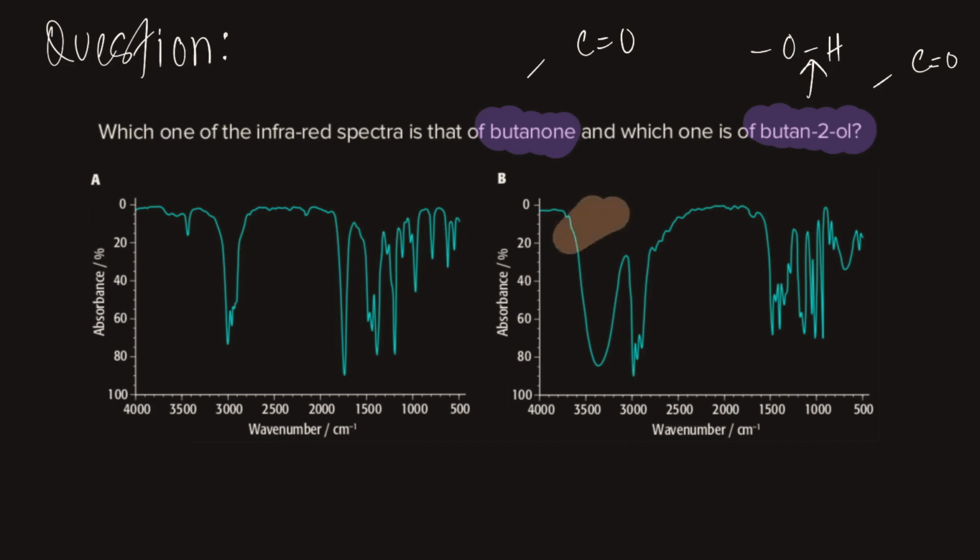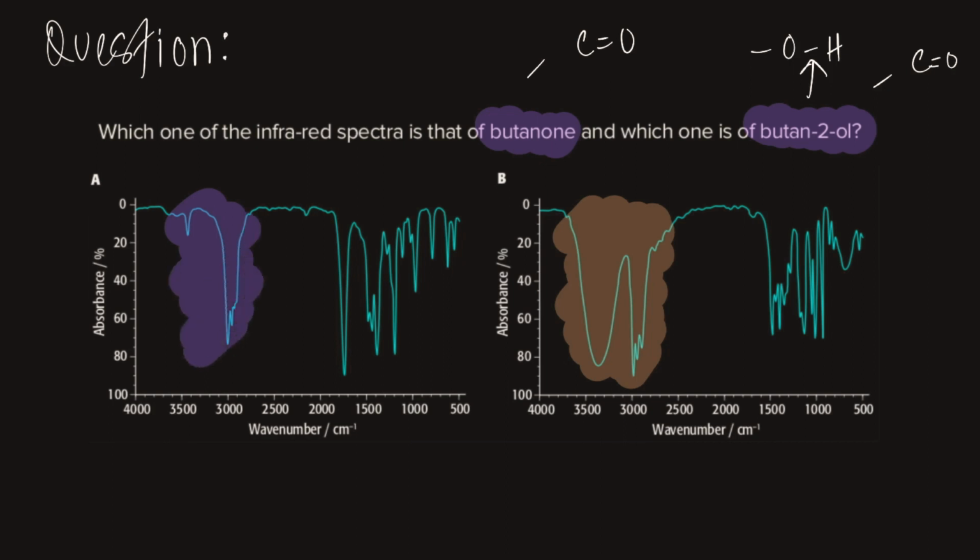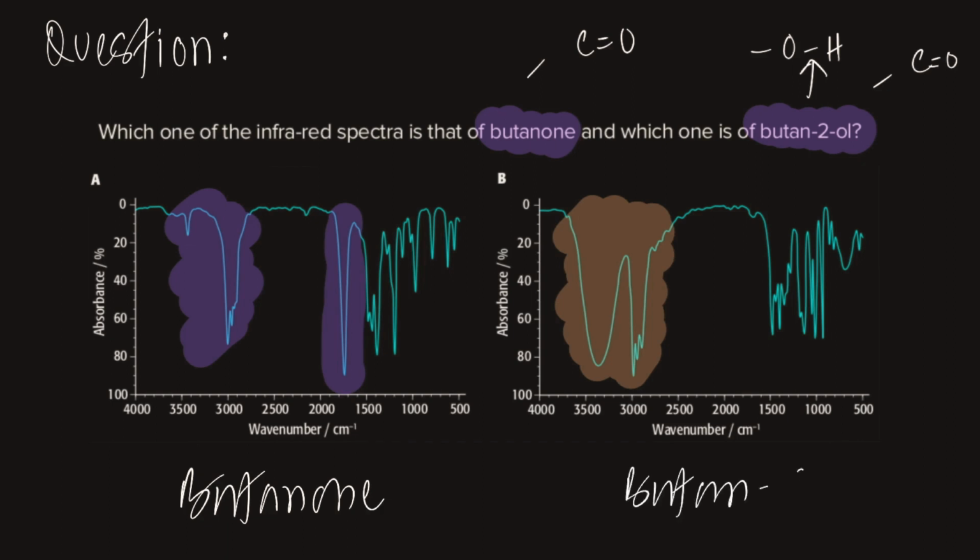So if we take a look on the right hand side, I find my characteristic lobe dip or peak for the OH bond. That has to be my alcohol. And on the left hand side, I see no such peak, but I do see a thin, sharp peak for a carbon-oxygen double bond. So this has to be my butanone. And the other one is butan-2-ol.